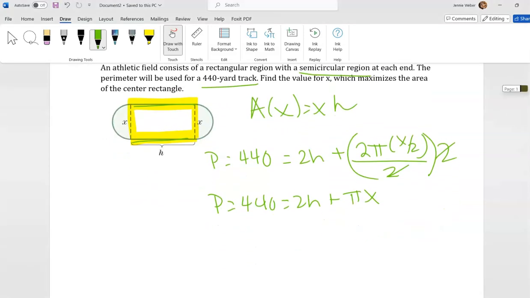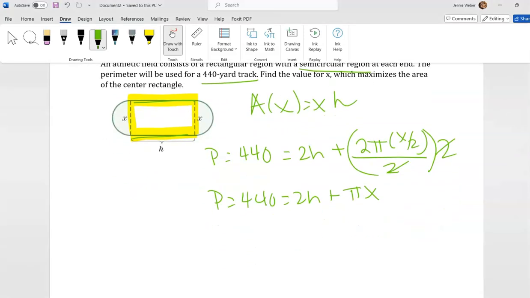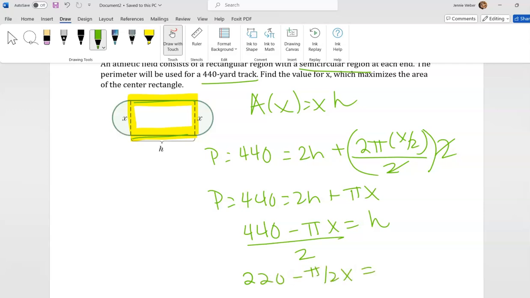Okay. Now, what I'm going to do here is solve this for h. So I'm going to get 440 minus pi x equals 2h. Move a 2 over there. So I really have 220 minus pi over 2 x equals h. Okay? Now I'm going to take this and put it in for this.